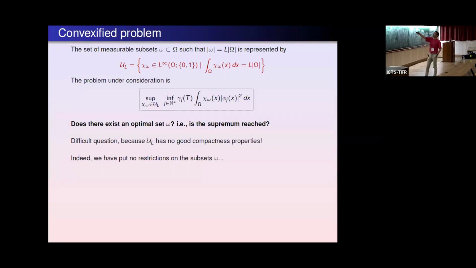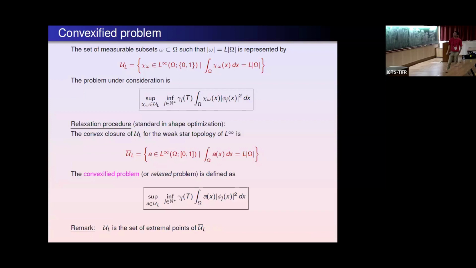Okay? The set of all omega, or characteristic functions of omega, it's the same, with values in 0 or 1, such that their integral over the whole capital omega is equal to some fixed real number. So this set of unknowns, U_L, has no good compactness properties. Really not. So probably a first thing that we can do is to close it. It is even not closed, right? But let us close it. In shape optimization, this closure procedure has a name. They call it a relaxation procedure. So let us relax the problem.